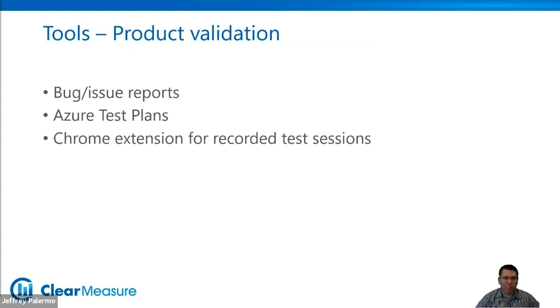All right, for the product validation layer, again, all of these are paired with the design decisions and the specification at the start of that cycle, okay? For bug and issue reports, Azure Test Plans are great. Azure Test Plans is paired with a Chrome extension for recorded test sessions where your people who are doing manual testing can just click a button and their entire screen is recorded and stored automatically in Azure Test Plans, so that when a problem occurs, they don't have to try to remember what they were doing, because a lot of times they'll forget and then you don't get all the information.